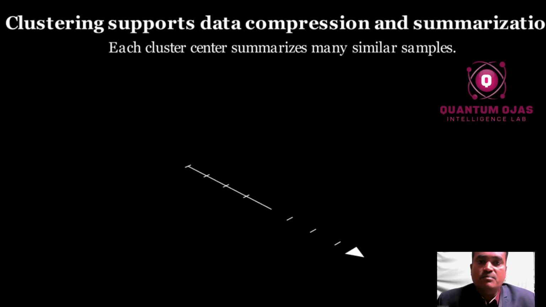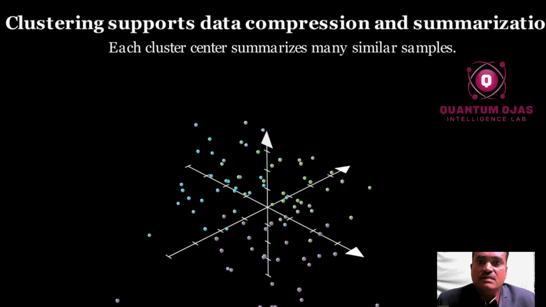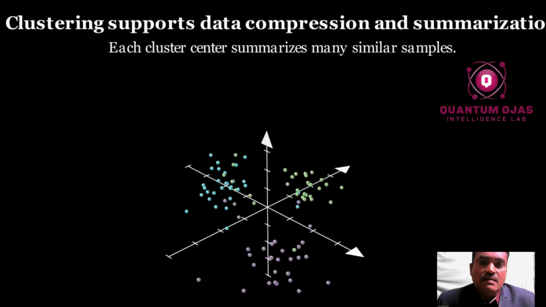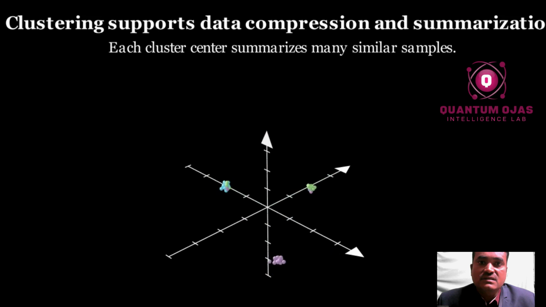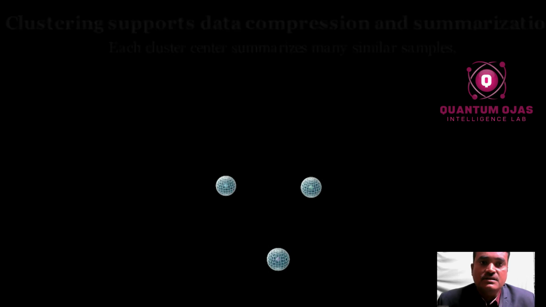The next important aspect is that clustering supports data compression and summarization, and each cluster center summarizes many similar samples. Because clustering facilitates us to compress and summarize the data into different cubes, each cube will give meaningful information for us. So this is the most important aspect of this.